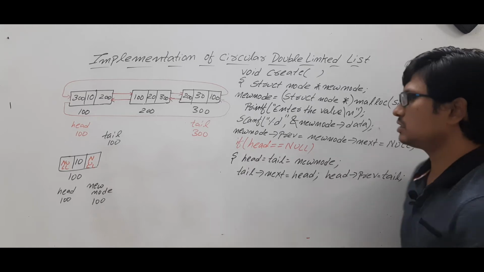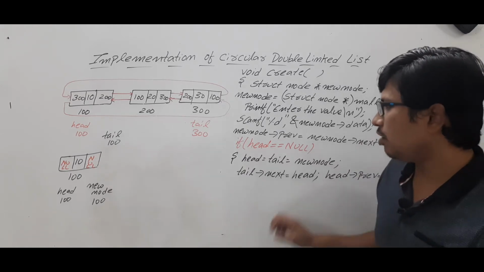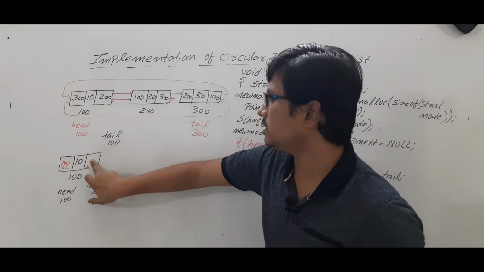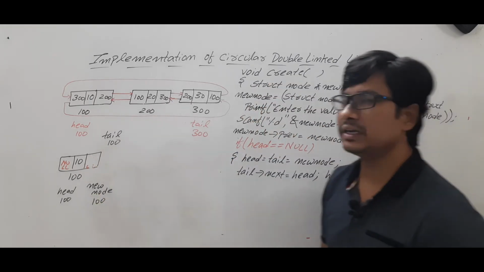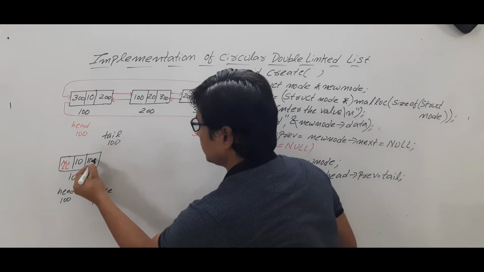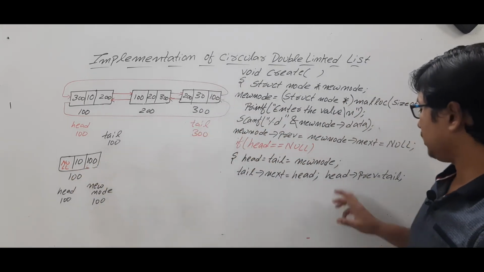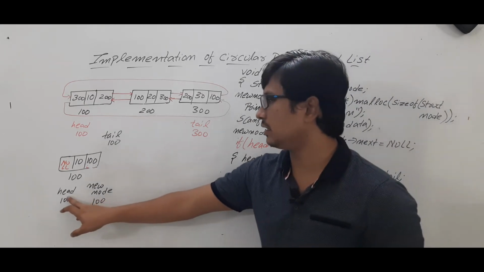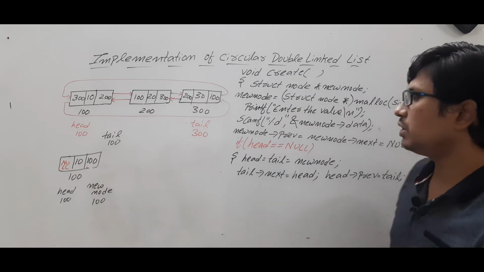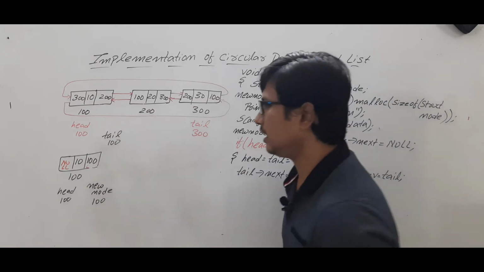Now look at what these two statements will do. Tail of next: tail is 100, 100 of next is this one. This one is equal to head. What is there in the head? 100. So we are assigning it here. Are you able to understand? Now head of previous: head is what? 100. 100 of previous means this location they are pointing to, is equal to tail. What is the content in the tail? 100.